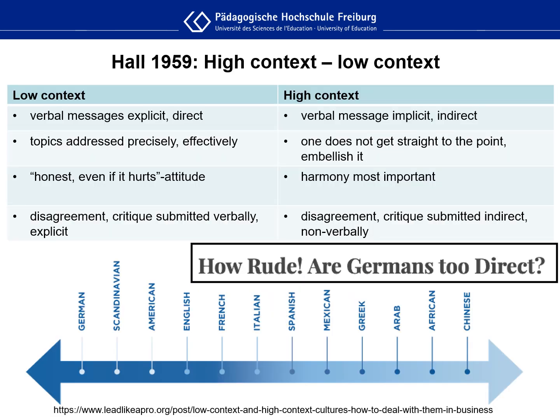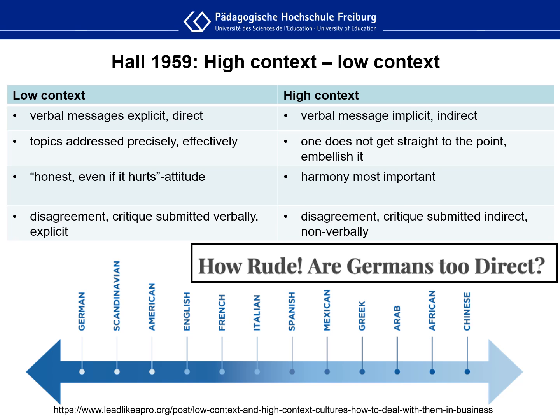Even though many cultural factors influence what we say and how we say it, we will concentrate on two major components: the cultural dimension of high context versus low context, and secondly, the linguistic rules of languages. Hall locates national cultures on a continuum from high context to low context. In low context cultures like Germany or Scandinavian countries, many things are expressed verbally, explicit and direct. Most topics are addressed precisely and effectively. People have an honest, even if it hurts, attitude to give others a fair chance to learn from mistakes. According to this, people even submit disagreement and critique quite openly.